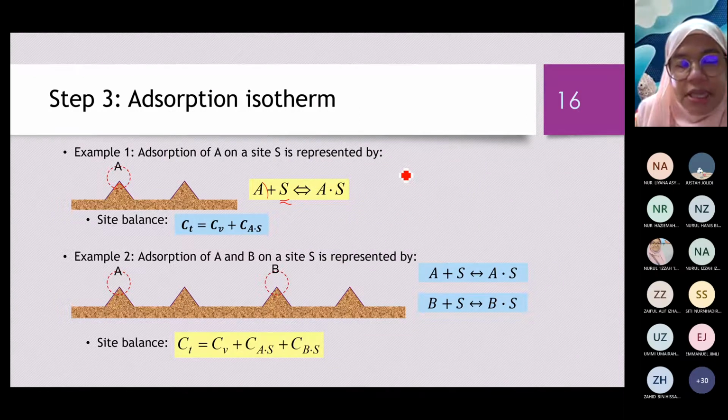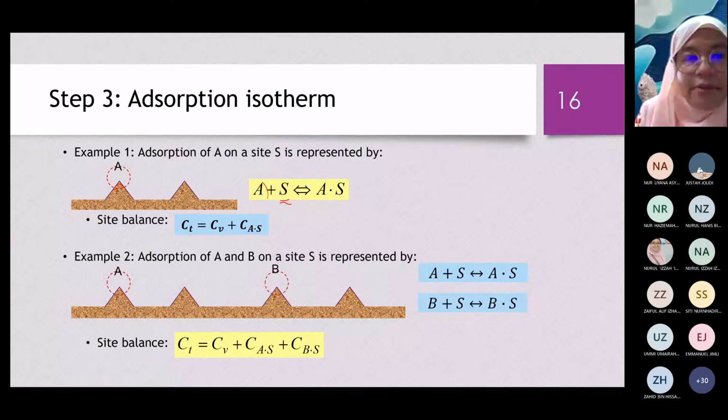For this case, the site balance for this adsorption reaction is Ct equals Cv plus CAS. Ct, total concentration of active site. Cv, vacant site, because it is not attached to any species. CAS, concentration of reactant that adsorbs on the active site. But Cv represents all the vacant active sites, no matter whether there are two or three. Cv represents all active sites that are vacant.